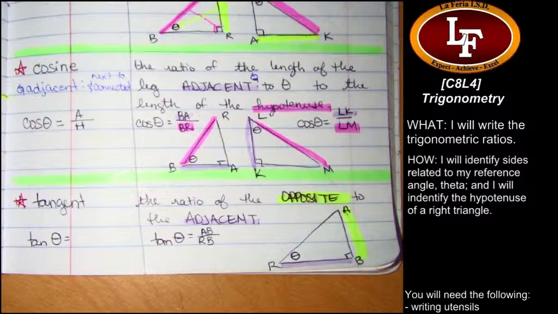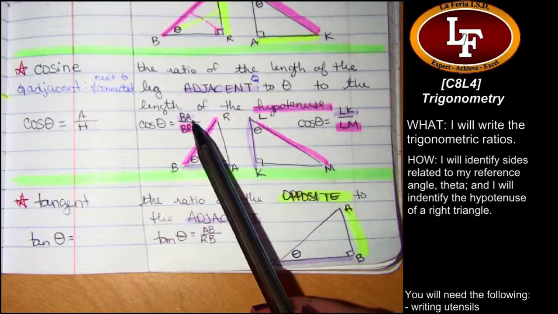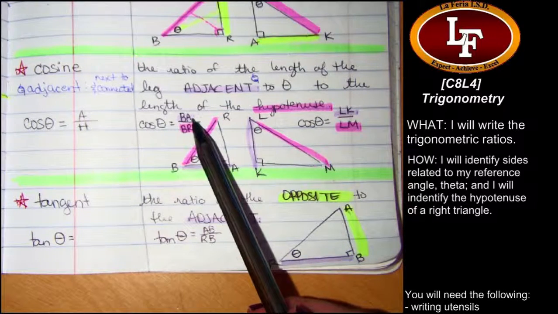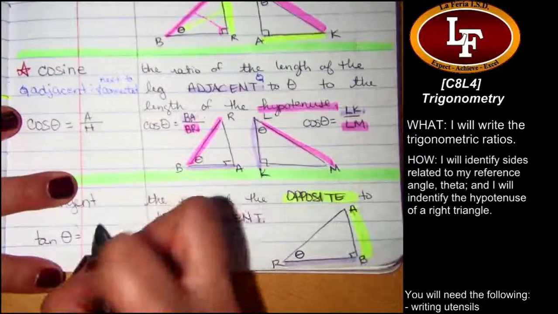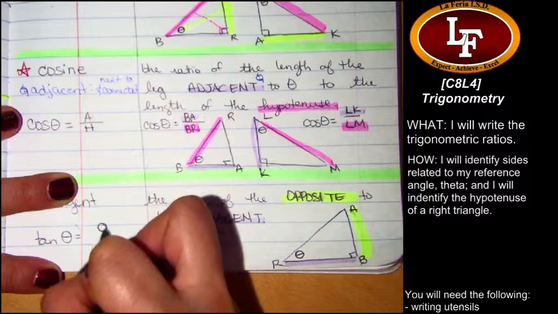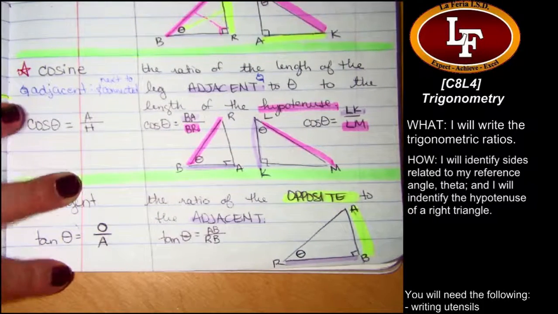What if you put like BA? If you put here AB or BA as the adjacent, that doesn't matter because you're still naming the same side. Okay? So the tangent of theta we will abbreviate as O for the opposite over A for the adjacent.